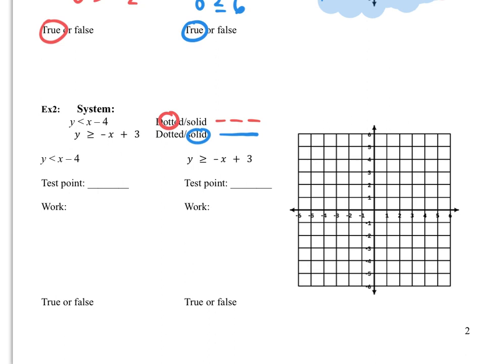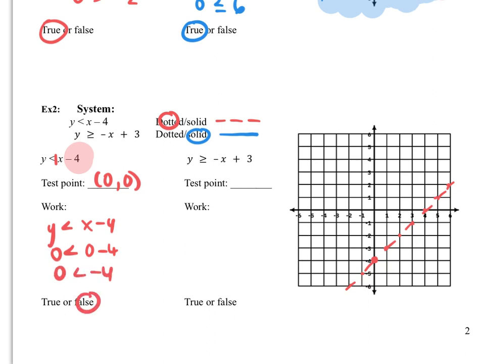For my first system, I'm going to start at the y-intercept, which is negative 4. And then according to my slope, which is 1, I'm going to rise 1 and run 1, do that as many times as I can, and then connect it with a dotted or dashed line. My origin is available, so I'm going to go ahead and test that. 0, 0, which is going to get me 0 is less than 0 minus 4, which is 0 is less than negative 4, which is not true. 0 is the bigger number, so that means when it's time to shade, I have to shade away from the origin.